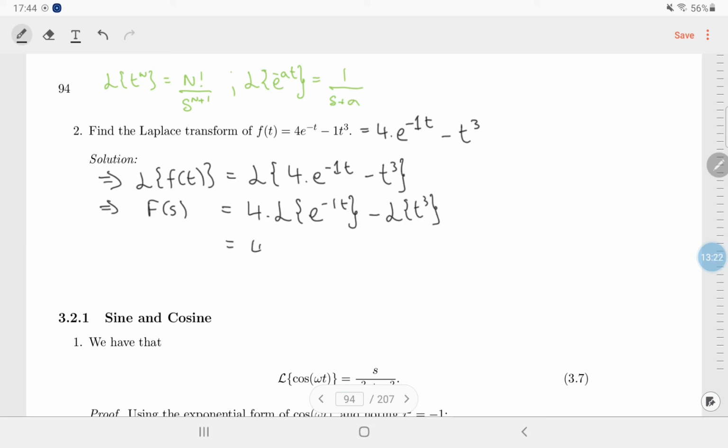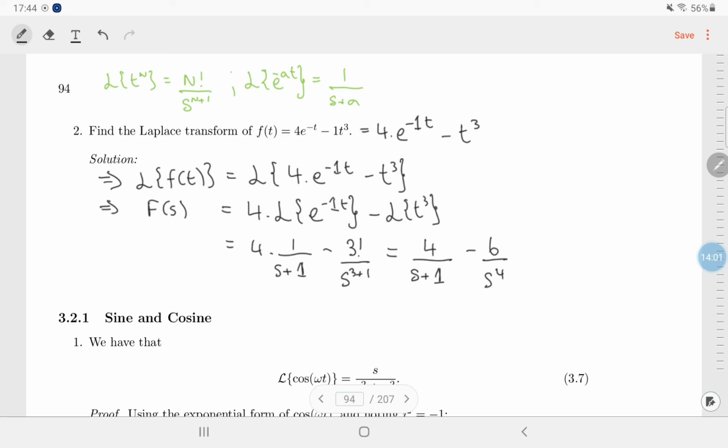Now what do we get? 4 times Laplace transform e to the minus 1t, use the top formula on the right. So the a here is minus 1. Sorry, the a is 1. So it'll be 1 over s plus 1. Minus the Laplace transform of t cubed using the formula on the top left. So the n is 3 here. So it'll be 3 factorial over s to the power of 3 plus 1. So the 4 by 1 gives you 4 over s plus 1. Minus 3 factorial is 3 by 2 by 1. 3 by 2 is 6 by 1 is 6 over s to the 4.